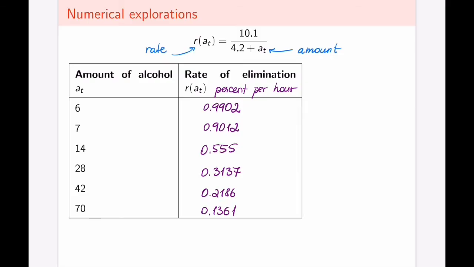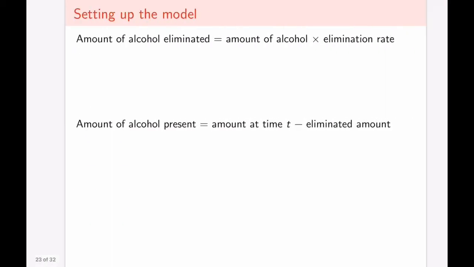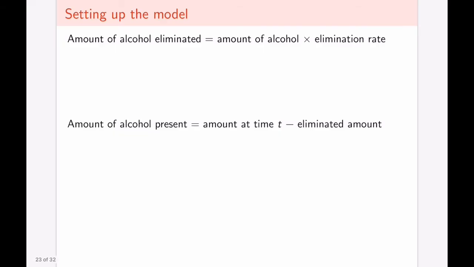First of all, notice that if I have a certain amount of alcohol and it gets eliminated at a given rate, then the amount of alcohol eliminated can be computed as the product of the two. If I have 6 grams of alcohol and 99% of it gets eliminated, 99% times 6 is what gets eliminated. Then the amount of alcohol present is going to be what I have left minus what has been actually taken out. Let's record this in the notation that we have introduced.